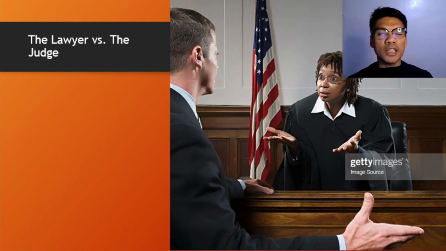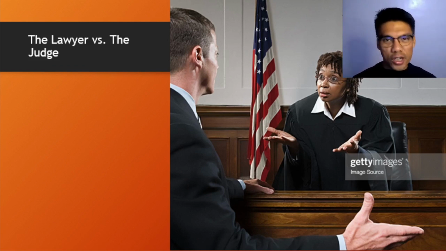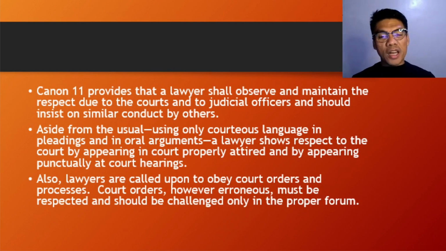So first, let's look at this picture. Most of the time, lawyers and judges argue in court. I mean, it's not just lawyers against lawyers or the opposing counsels arguing in court, but also the judge could engage in a debate or an argument with the lawyer. Now, this may not be avoidable, but of course the code requires that lawyers should always maintain that respect to the court. So Canon 11 provides that a lawyer shall observe and maintain the respect due to the courts and to judicial officers, and should insist on similar conduct by others.